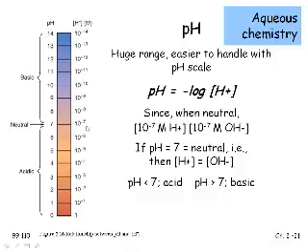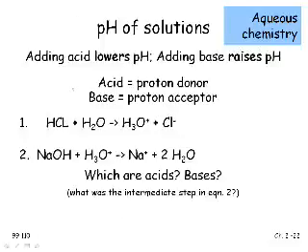At 7, we have neutrality. If pH is smaller than 7, that will be acidic. And the smaller the number, the more acid the solution is. If it's higher than 7, it'll be basic, and the larger the number, the more basic it is. And this is not new to you, but sometimes people aren't motivated the first time they see it. It will turn out to be important.